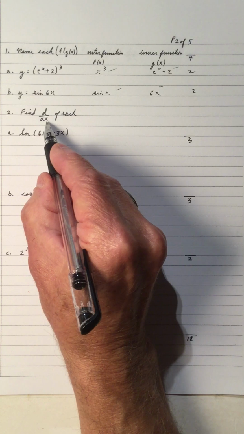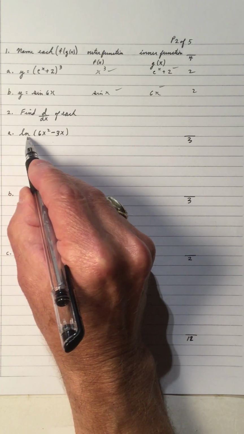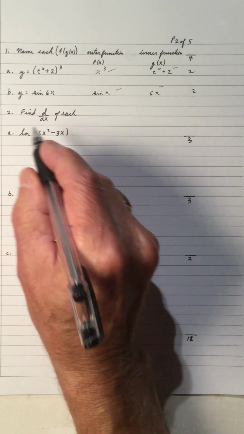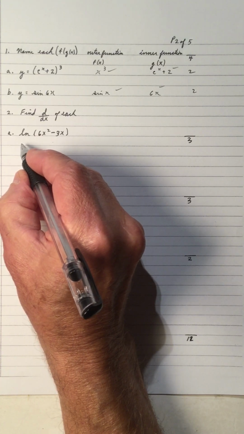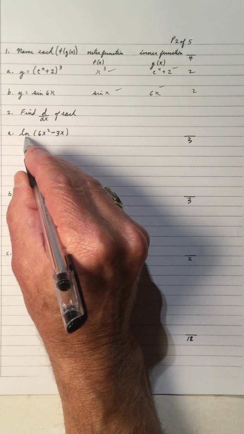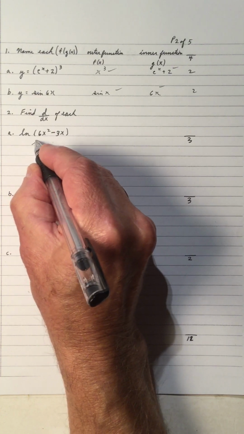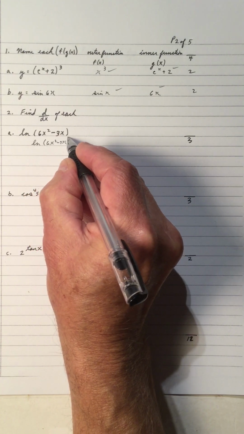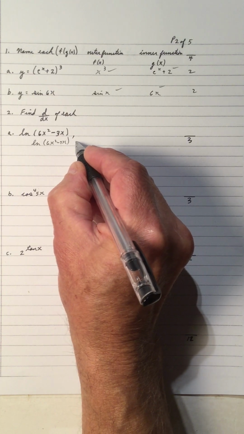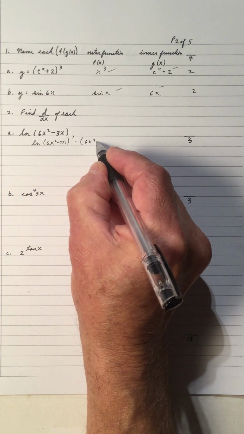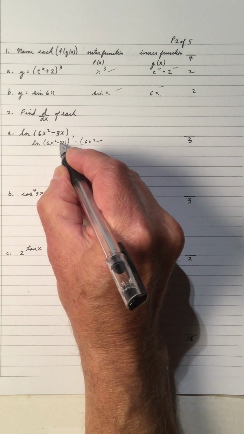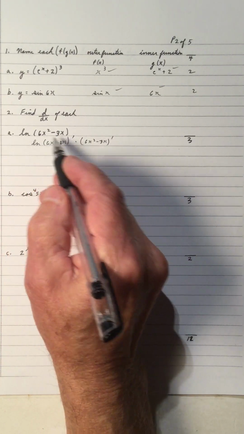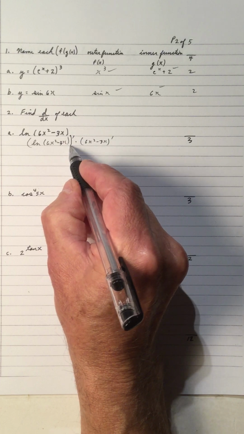Number 2, find the derivative d/dx of each. This is the derivative of the ln, but again, the difference is that we're using the chain rule because we have an inner and an outer. So if we do the derivative d/dx of this, we have ln: the derivative of the whole function times the derivative of the inner.